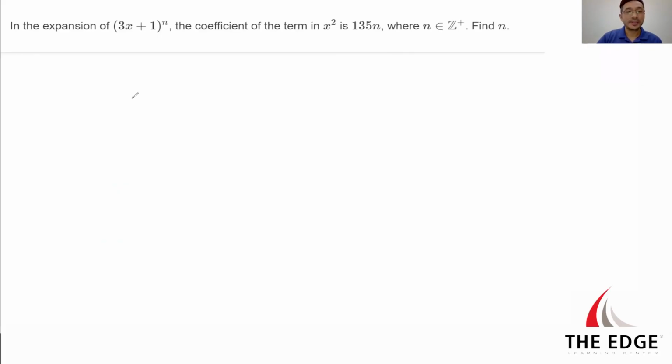Hi, today we're going to be looking at a binomial expansions question. The question says that in the expansion of (3x + 1)^n, the coefficient of the term in x squared is 135n, where n is a positive integer. Find n. Before we proceed with these questions, there will be a couple of equations that we need.